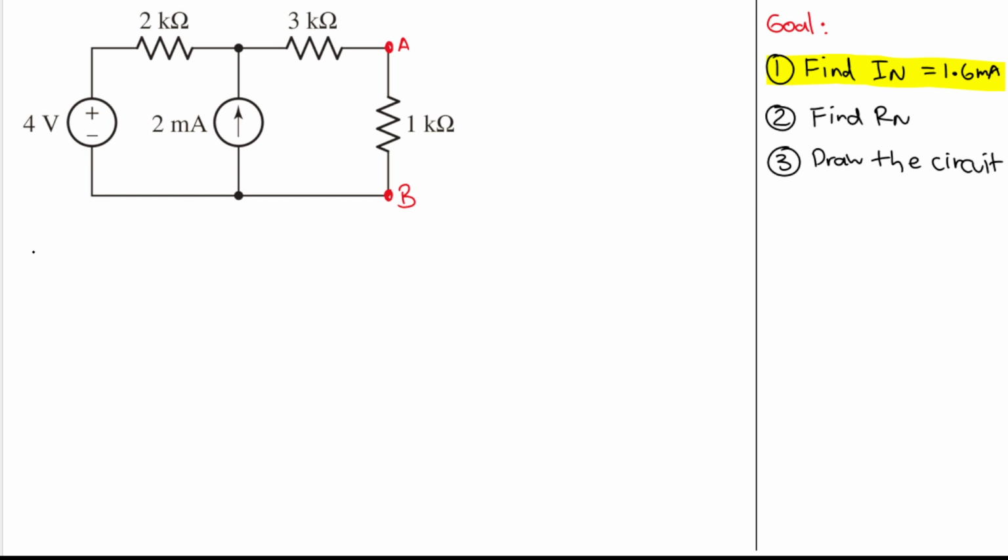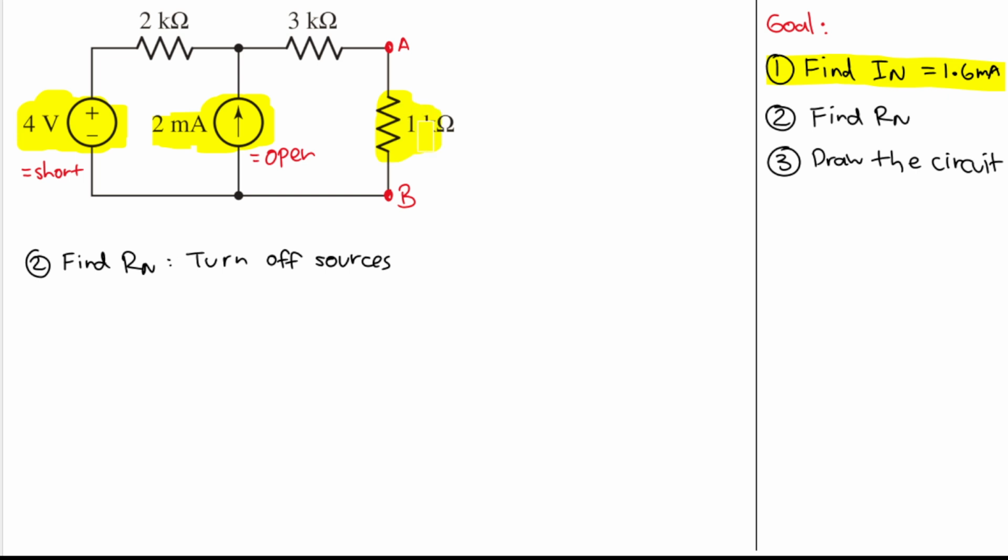Okay, the second step is to find Rn. And we need to turn off all the sources. And how to turn off sources? We replace the voltage source here by short circuit. So this will be replaced by short. And then this one here, the current source, is replaced by open circuit. Okay, but also we need to take out the component in the terminal here. So this will be taken out.